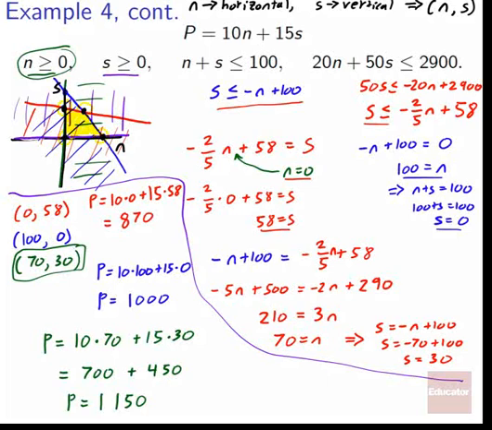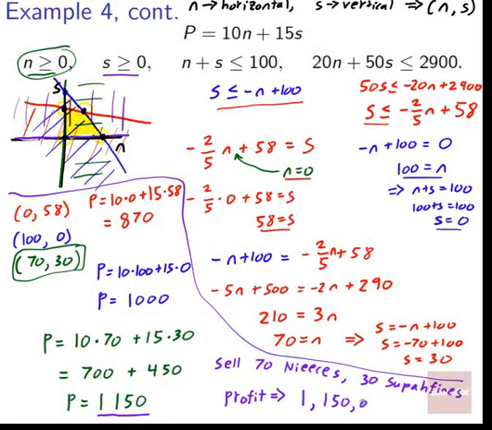So the optimum solution for maximum profit is sell 70 Nices and 30 Superfines. And if you're curious, that came out to be a profit of 1,150,000. So the maximum possible profit for the lot will wind up being $1.15 million. All right, cool. So that finishes up for linear inequalities.